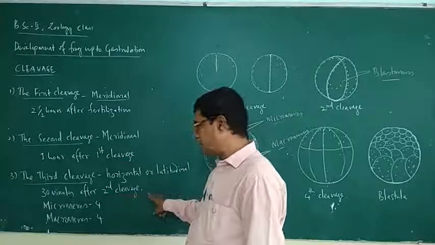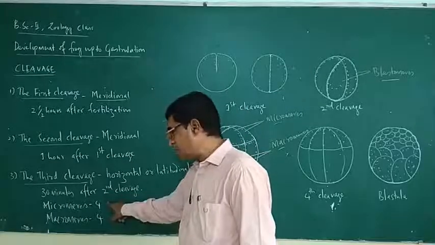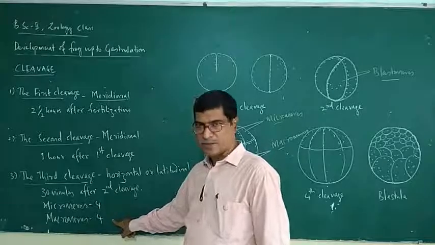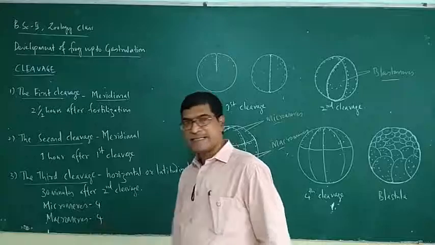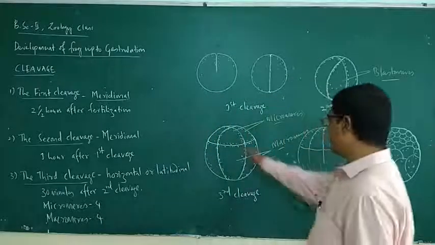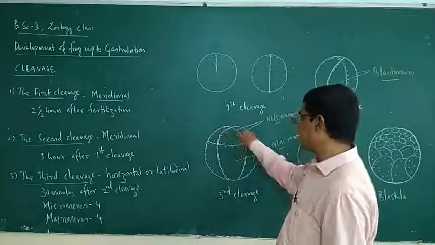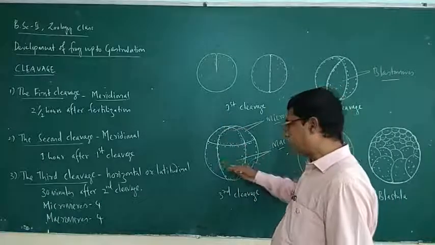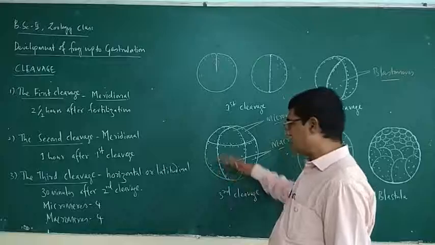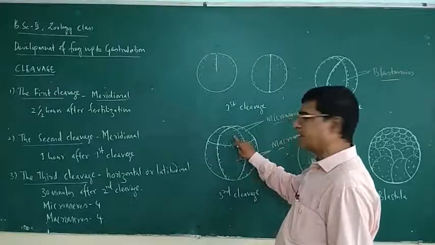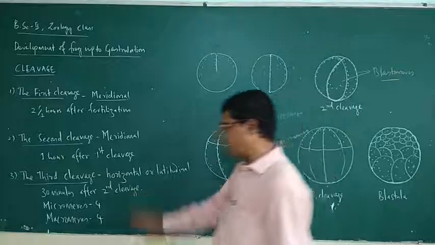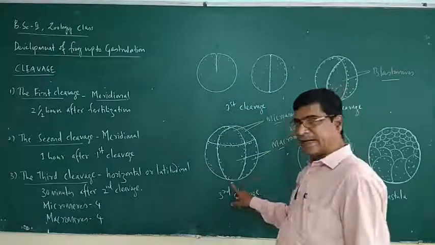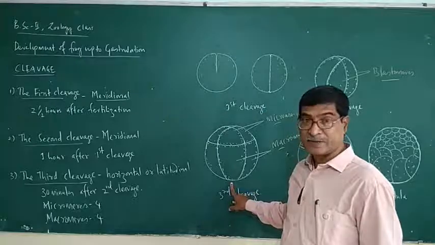So at the end of the third cleavage, two types of cells are formed. Smaller cells are called micromeres, larger cells are known as macromeres. And totally 8 cells are formed. How many cells are formed? 8 cells. 4 cells are present in the upper tier, and 4 cells in the lower tier. So these are macromeres and these are micromeres. Okay? So this is the 2 cell stage, 4 cell stage, 8 cell stage.